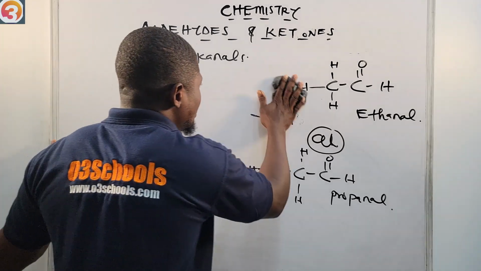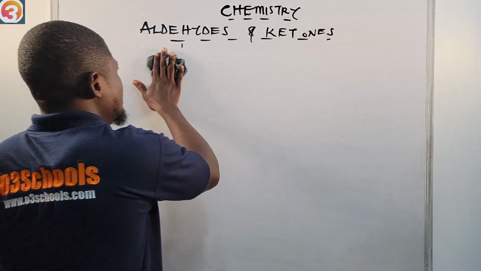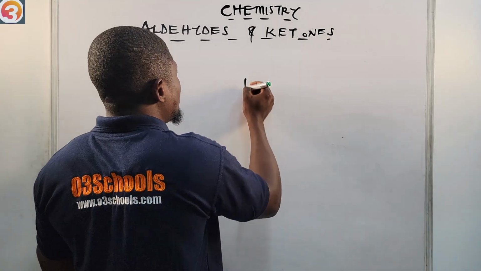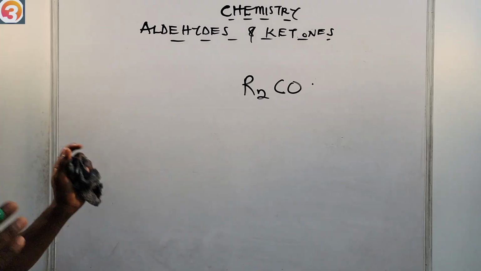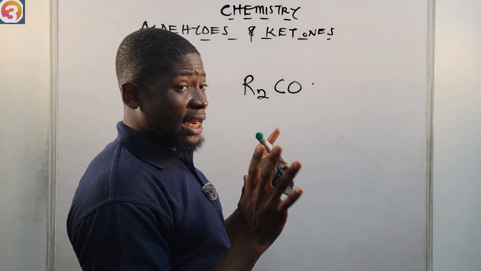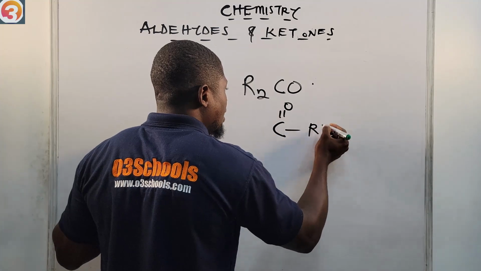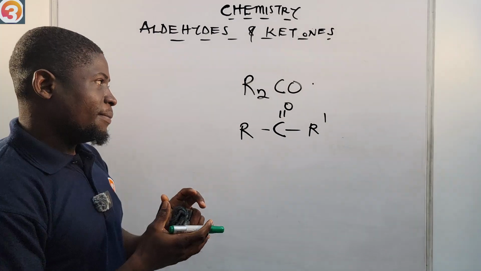They are pretty similar, but of course, you just need to understand their differences. Now, when it comes to the ketones, they have a general formula, R2CO. Okay, now, there are a number of things you need to understand about the ketones. The ketones, of course, have the carbonyl group also, C double bonded to O. They have R prime here, and R.